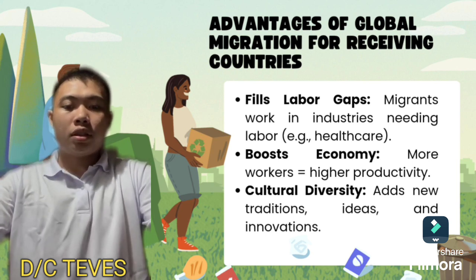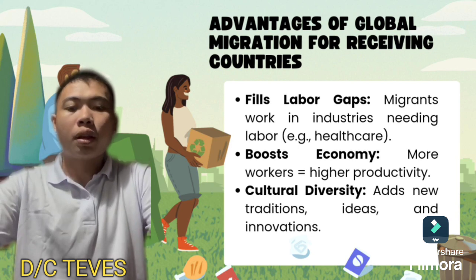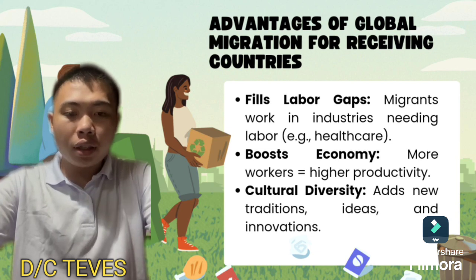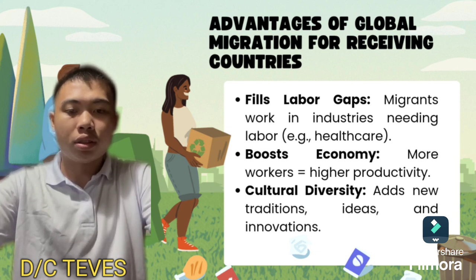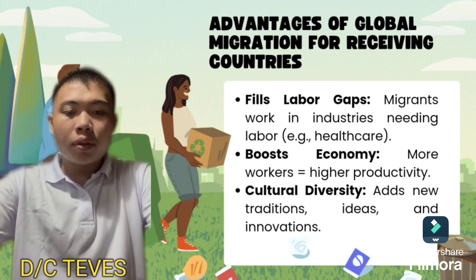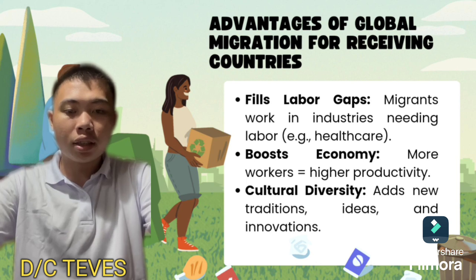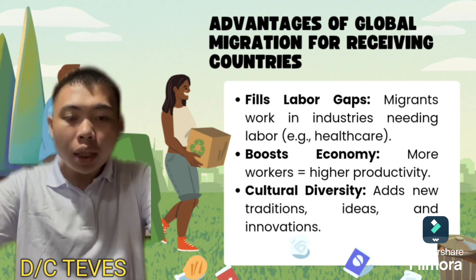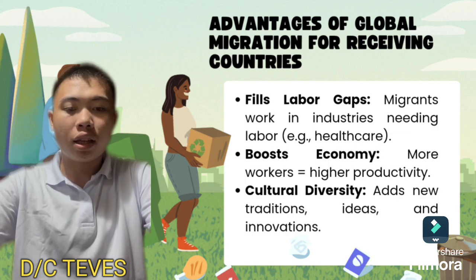What are the advantages of global migration? Number one, economic growth. Migrants often fill labor shortages, contributing to economic productivity and innovation in host countries. Number two, cultural diversity. Migration enriches societies with diverse cultures, ideas, and perspectives, fostering creativity and social cohesion. Number three, social development. Migrants bring new skills and knowledge, enhancing the workforce and promoting knowledge transfer.